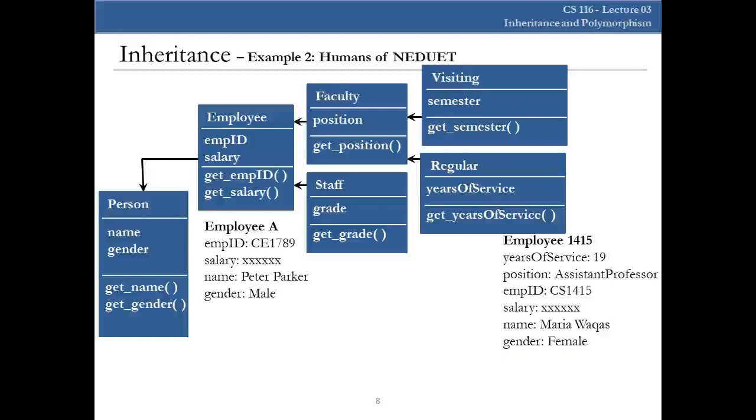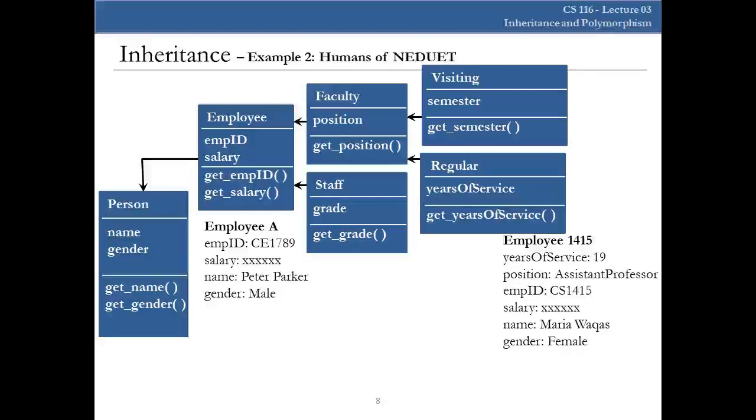So employee A can have an employee ID, salary, name, and gender, but employee A cannot access attributes of the classes preceding it, because as I said earlier, these classes are formed after employee. So employee can only access attributes of its own class and its parent class, not its child classes.